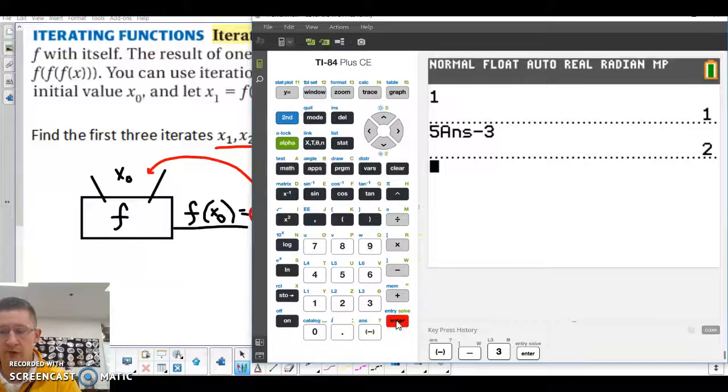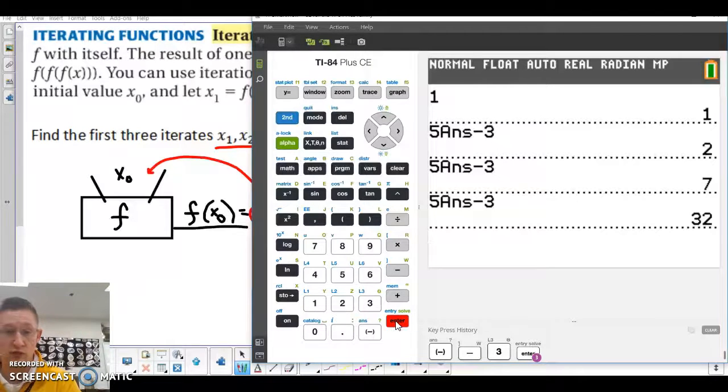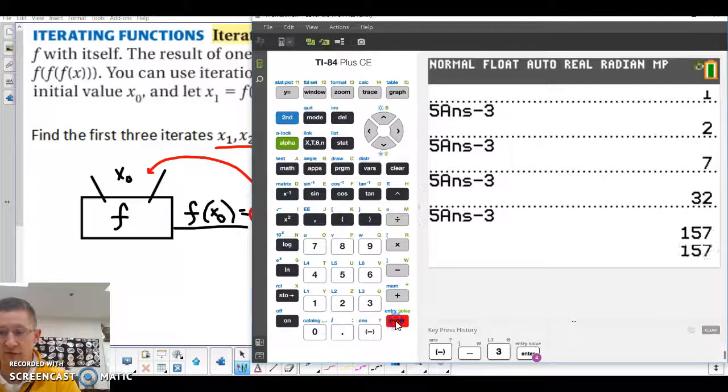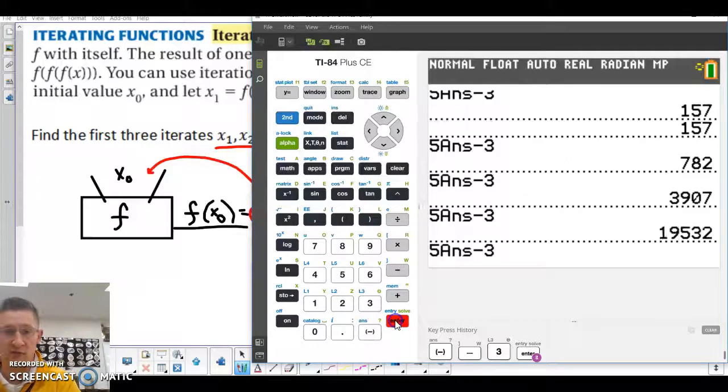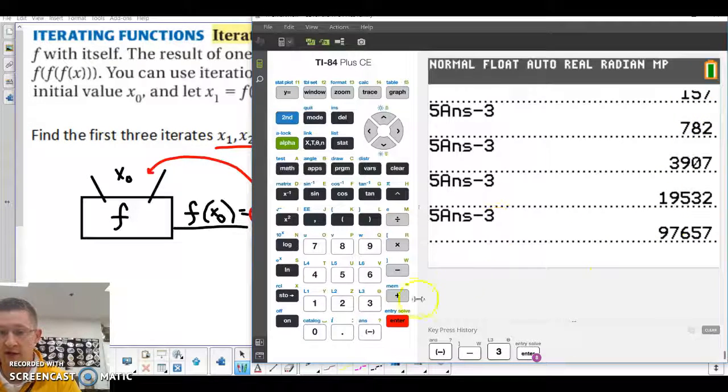I hit enter. 2 is the first iterate. Hit enter, there's 7. Hit enter, there's 32. Same three numbers that I got doing it by hand, I could have my calculator do for me. And if I wanted to continue to iterate this function to find the 4th, 5th, 6th, 7th, 8th, whatever iteration, I could just continue to hit enter on my calculator.